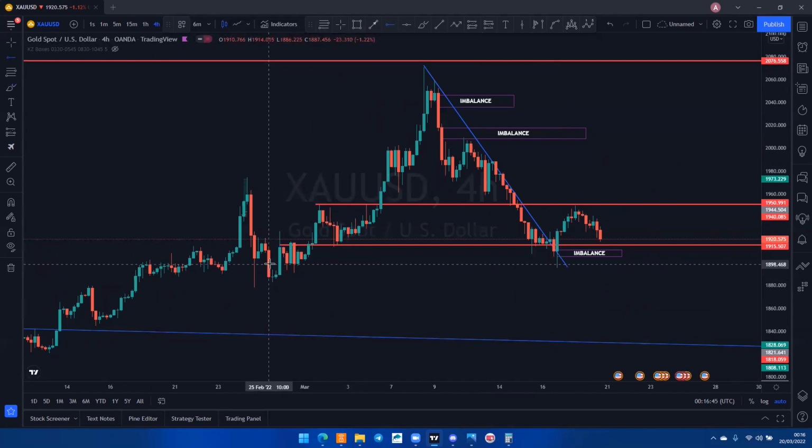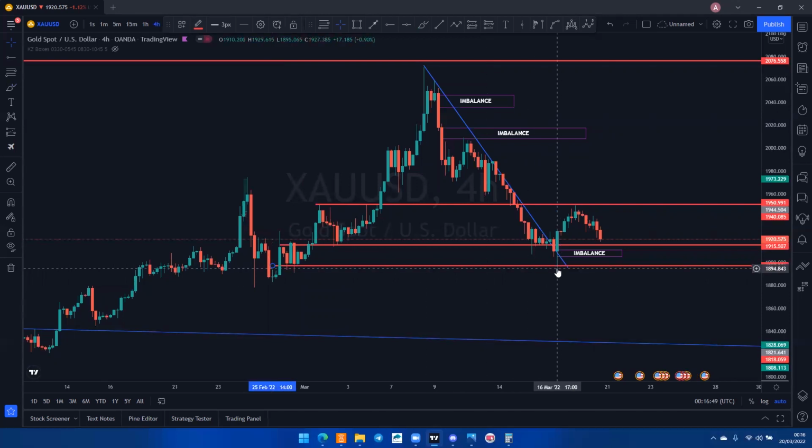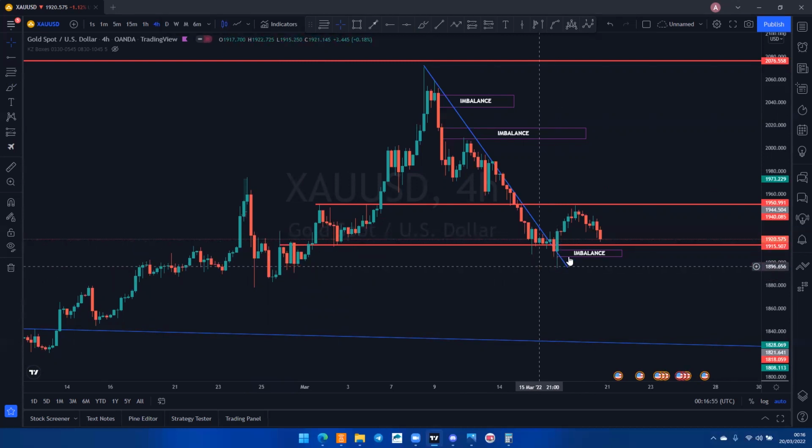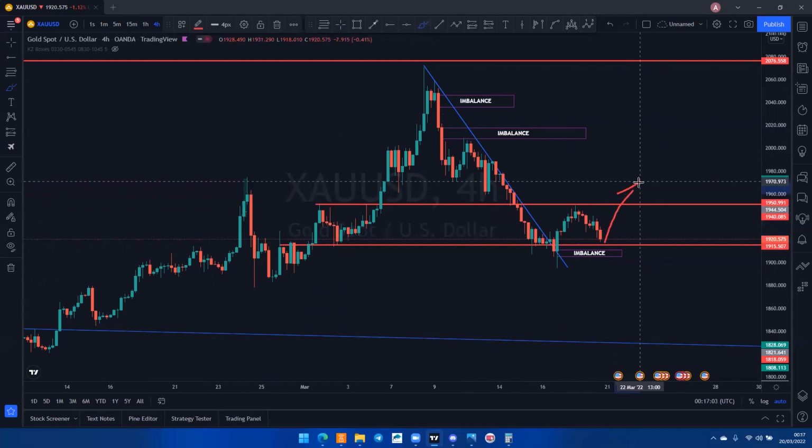This was a good area to start getting in some buys. Price tagged 1896. It went pretty low just for extra liquidity collection, reversed back up and came back within the range. Now, going into next week, I am expecting price to continue this push to the upside, but it may not be a swift move.